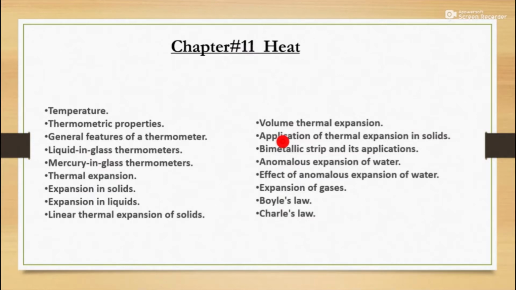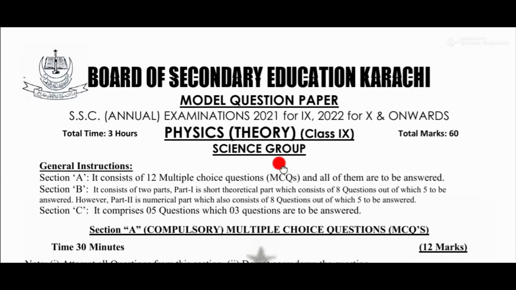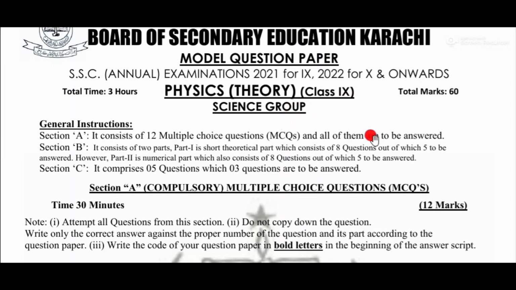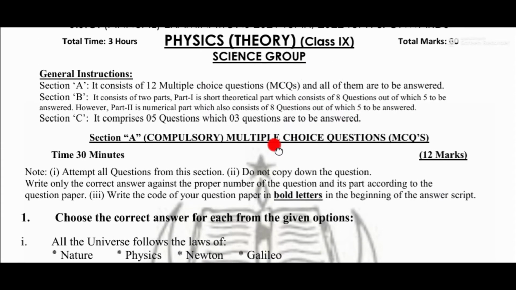2021 to 2022. Okay, I will show you the paper pattern, which type of paper pattern is for 9th class. Okay, this is a Board of Secondary Education model paper. You can see here, physics for class 9th, total 60 marks for theory, and 15 marks will come from practicals.